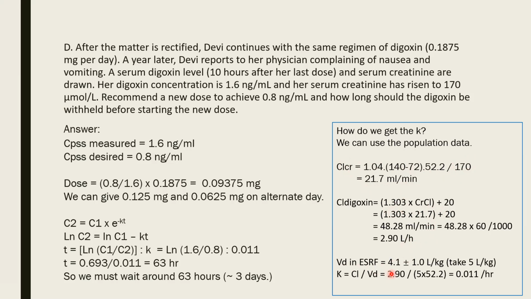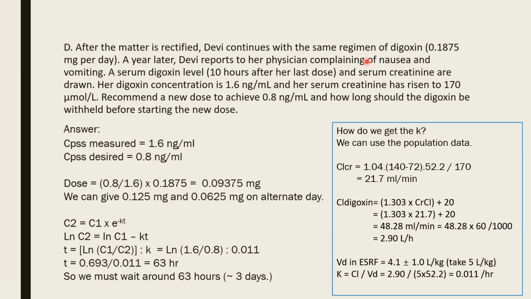And then VD in ESRF, end-stage renal failure. Earlier it says that for renal failure patients, less than 10 milliliter per minute for the clearance, we can have the VD, because VD normally is 6 to 7. But in this case it is 4.1 plus minus 1. But this one is for less than 10. Now the patient is not less than 10, it's 21. Still okay, so we become a bit generous because it's plus minus 1. So now we take 5, just plus 1. 5 liter per kg. This one is just an estimation.